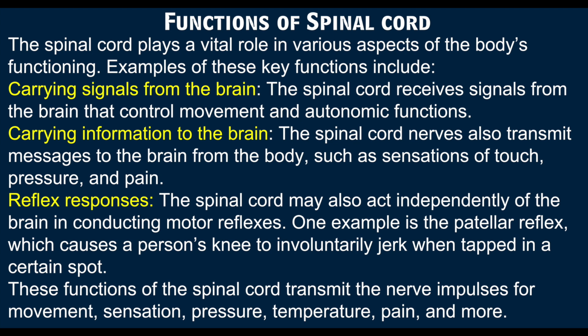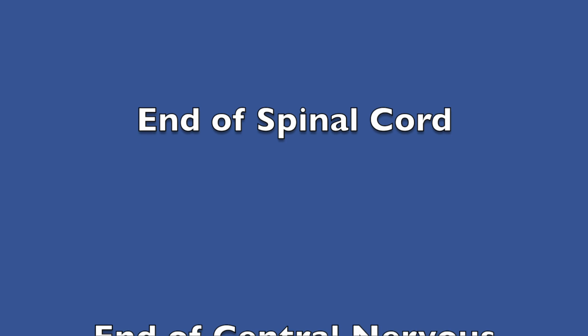One example is the patellar reflex, which causes a person's knee to involuntarily jerk when tapped in a certain spot. These functions of the spinal cord transmit the nerve impulses for movement, sensation, pressure, temperature, pain, and more. These are all about the spinal cord. Here we conclude the central nervous system. Now we will move on to the peripheral nervous system.